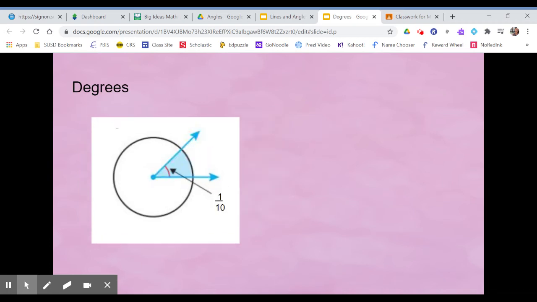Next up, though, this time it doesn't have 360 on the bottom. This time it's just telling us that the angle measure is 1 over 10. But we know back from our equivalent fraction chapter that we can easily fix that. So we know it's starting with 1/10, but in order to look at what degree it is, it has to be over 360.